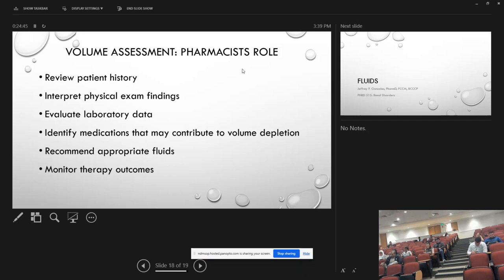What's a medication that we use that gets rid of fluid? Right, diuretics, right? So certainly there's a whole bunch of others, but that could be an important point that you identify. Recommend the appropriate fluids, so whether or not the patient needs a crystalloid or a non-crystalloid solution based on their volume status and what's going on. And then certainly to monitor therapy outcomes, right? Those are all important things that we can do as pharmacists. Any questions on fluid assessment?